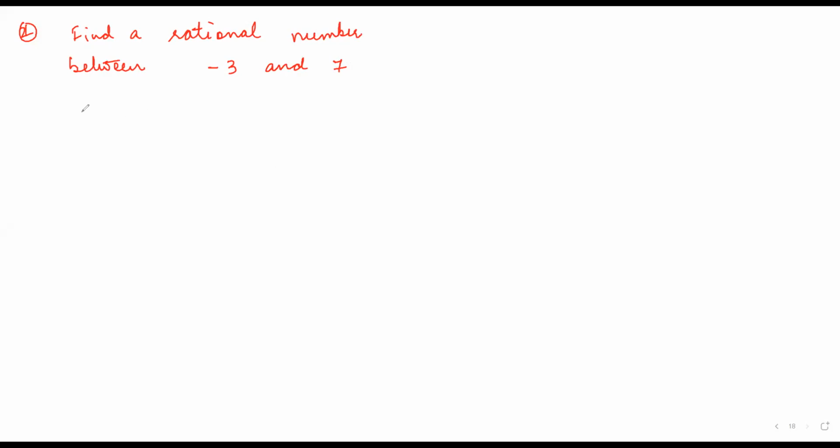Ultimately you will add the two numbers, minus 3 plus 7, and then divide by 2. So what will you get? This is 4 by 2, and this is 2. So this number 2 will fall between minus 3 and 7.